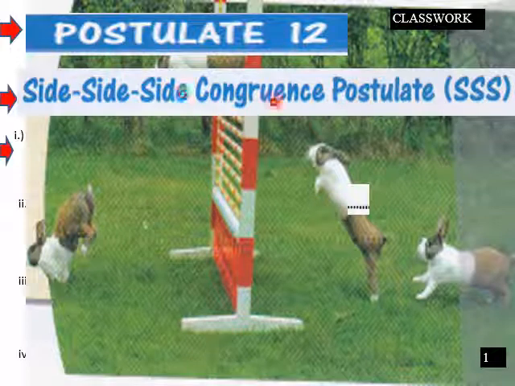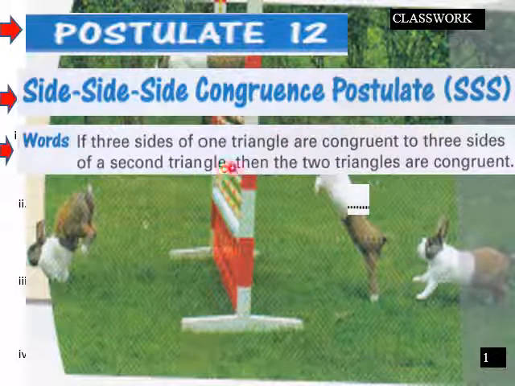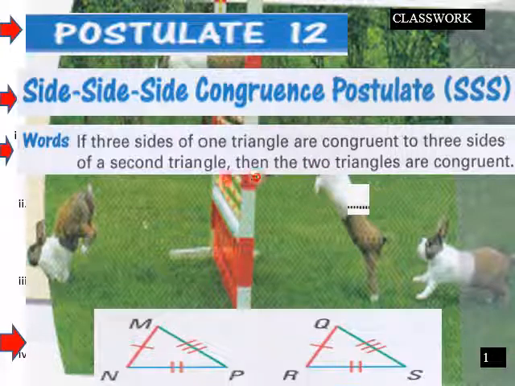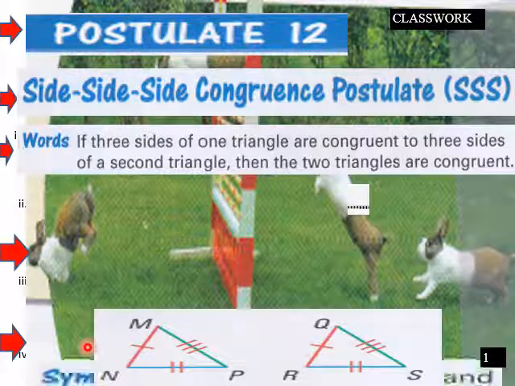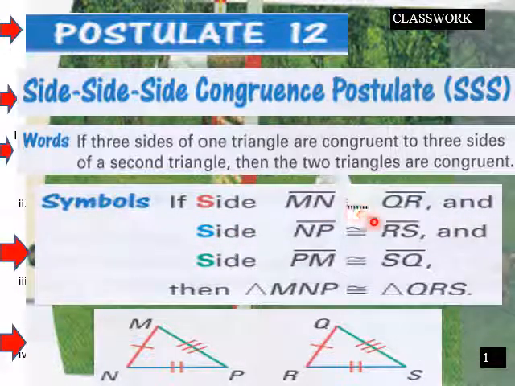Postulate 12, side congruence postulate. If three sides of one triangle are congruent to three sides of a second triangle, then the two triangles are congruent. So here's the idea: M and N, Q and R would be the same, and all these sides would be congruent, so then the two triangles will be congruent. If they have congruent sides, then the triangles would be congruent. In symbols, side MN is congruent to QR, and NP is congruent to RS, and PM is congruent to SQ, then triangle MNP will be congruent to triangle QRS.